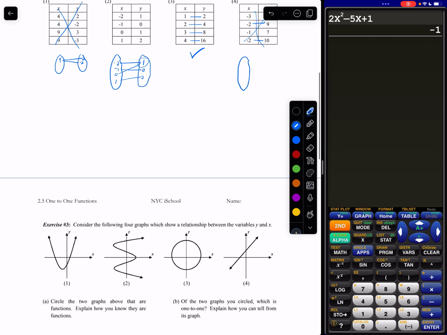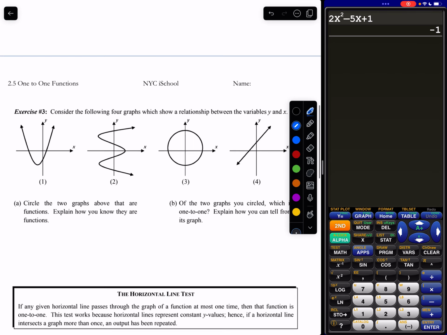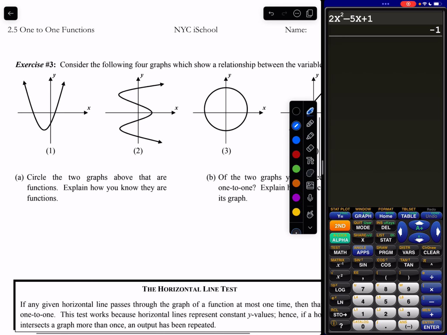Okay? So how does that look on a graph? We're going to see how this looks on a graph here. Circle the 2 graphs above that are functions. First of all, we know that number 1 is a function. Every input gives us 1 and only 1 output. Right here, we can see that this is not a function, right? If I choose this input, I've got 1, 2, 3, 4 different outputs. It fails the vertical line test, so that's not even a function.